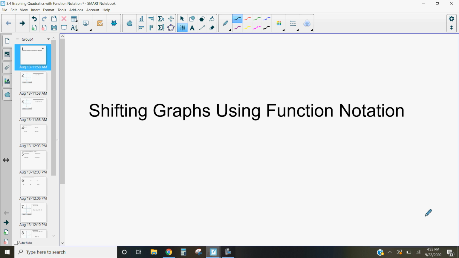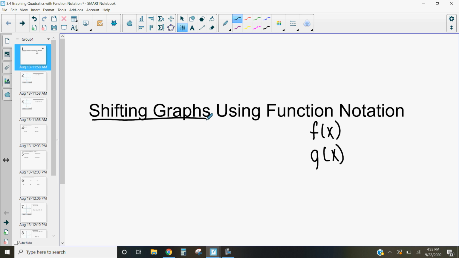We're going to be reviewing how we shift graphs when we use function notation. A reminder: function notation means I'm going to see an f of x or a g of x, that sort of notation. The beautiful thing about shifting these graphs is that it's going to shift just like how our vertex form told us to shift, or how an absolute value tells us to shift. It's going to look very similar.